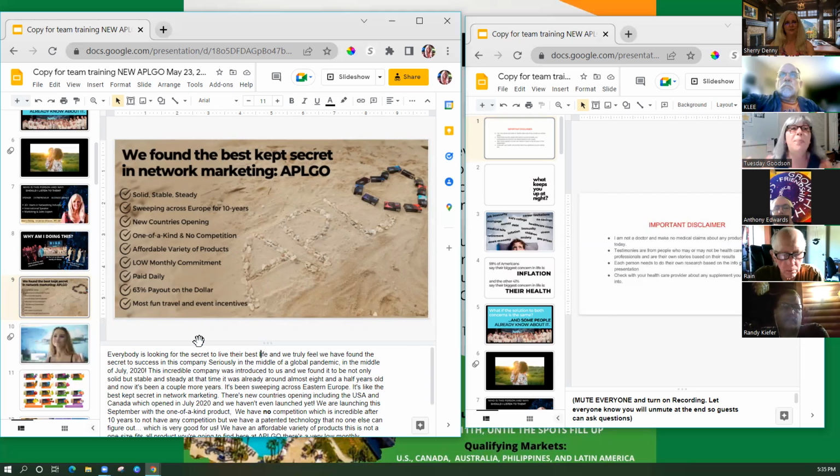It's sweeping across Europe for more than 10 years, opening new countries right now. One of a kind, no competition comp plan, affordable variety of products, low monthly commitment, paid daily, 63% payout on the dollar, and the most fun and exciting travel incentives that you're going to want to do.